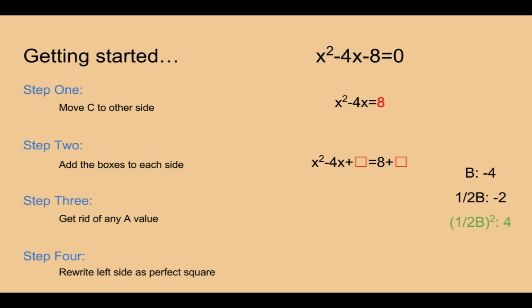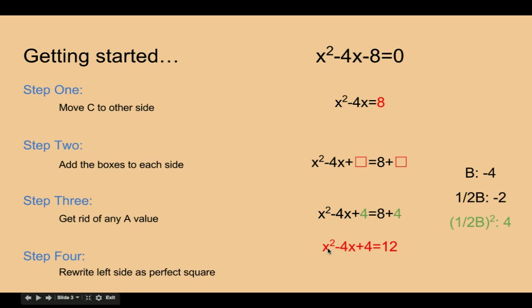So first of all, we need to figure out what we're going to put into these boxes. And to do this, we will take our b, which is a negative 4, multiply it by 1/2 to get a negative 2, and then take the 1/2 of b and square it. So the square of negative 2 is positive 4, and that is what we are going to add to these boxes to make it a perfect square equation.